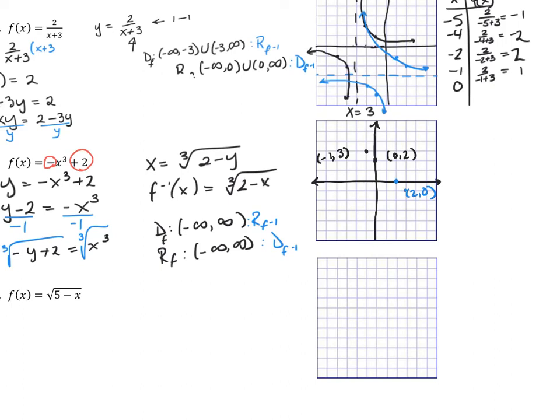So we'll go through that point. My original function is also going to go through the point 1, 1, and so is my inverse. So here's what my original function is going to look like, something like that. And then my inverse function is going to look something like that. So it's going to be reflected over the line y equals x.